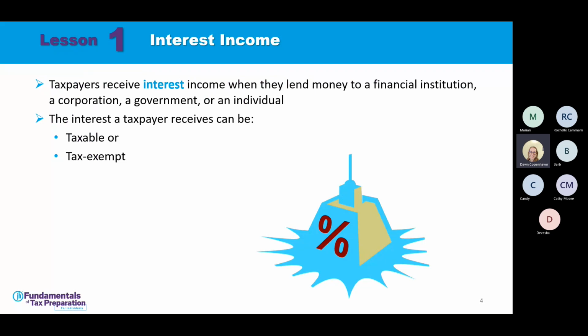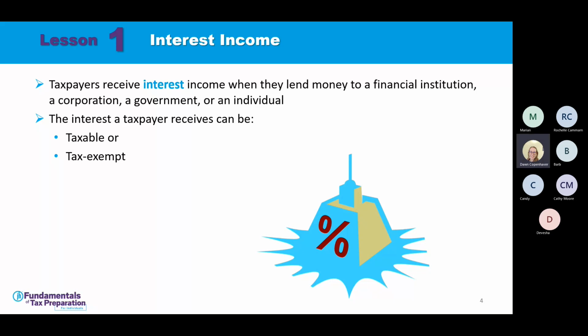All right, interest income. What is interest income? It's money that you lent to a financial institution, a corporation, a government, or an individual. So most people are used to seeing interest income back when our savings accounts actually gave us something more than 0.01% interest. You also get interest income from CDs, certificates of deposit at banks, though even the interest on those is pretty low right now.